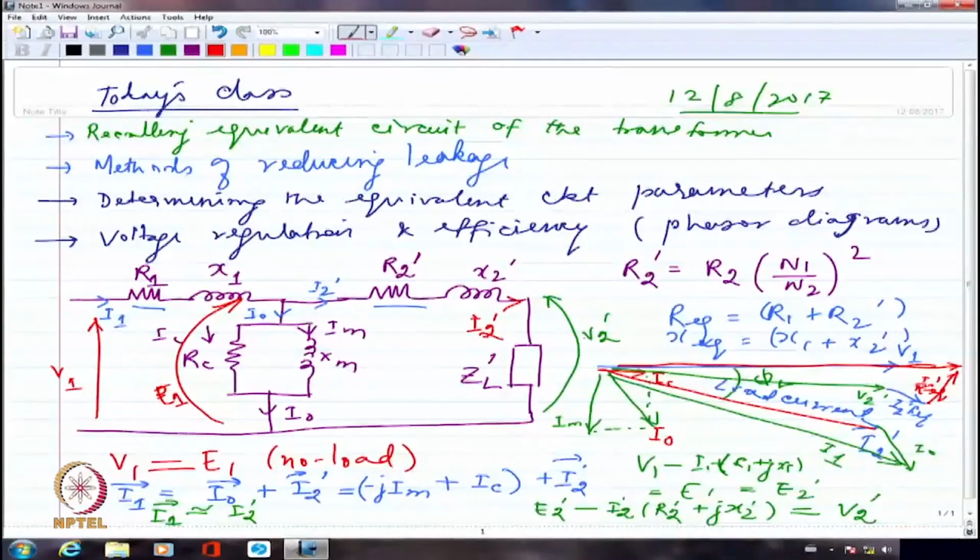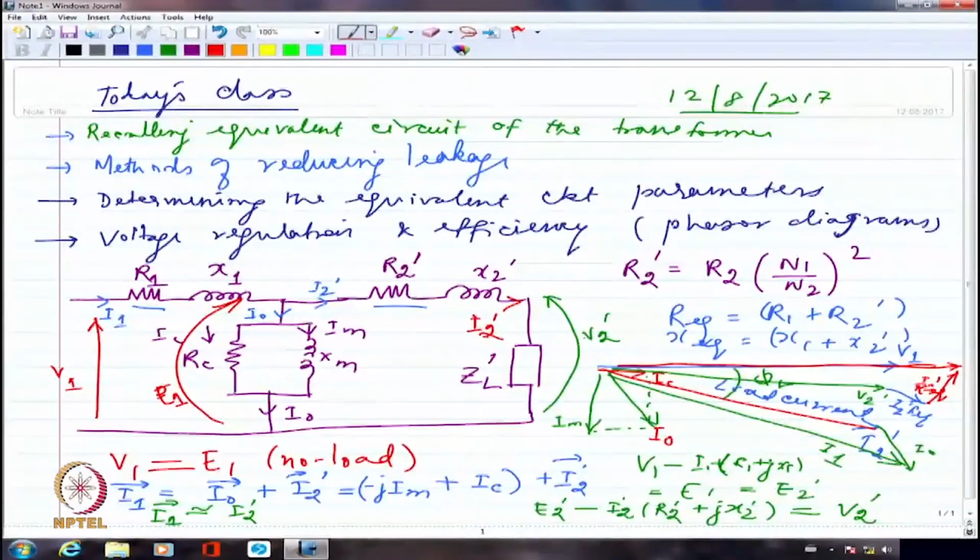Okay? So, I can draw the phasor diagram indicating separately R1 and R2 dash drop and X1 and X2 dash drop. Rather than that, I have put both of them together so that I look at the overall terminal voltage vis-a-vis whatever is the voltage that is applied from the primary side. So that's what I have taken as the overall drop that takes place within the transformer.